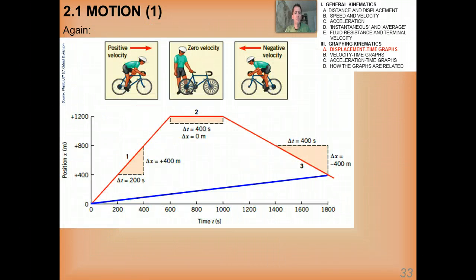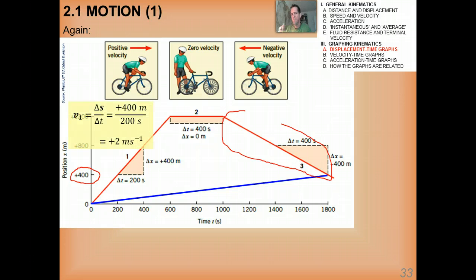Here's a situation where we have a displacement time graph for a cyclist. In segment 1, he's going quickly forwards relative to his starting position of 0. In segment 2, he's not doing anything, he's just hanging out between 600 and 1,000 seconds. And then in segment 3, he's going back to where he started, but more slowly. You can tell because the magnitude of the slope in this part is less than the magnitude of the slope in segment 1. Note also that he doesn't go back to where he started. He goes back to only a position that's 400 meters from where he started. So it's very important that you're able to interpret graphs like this.